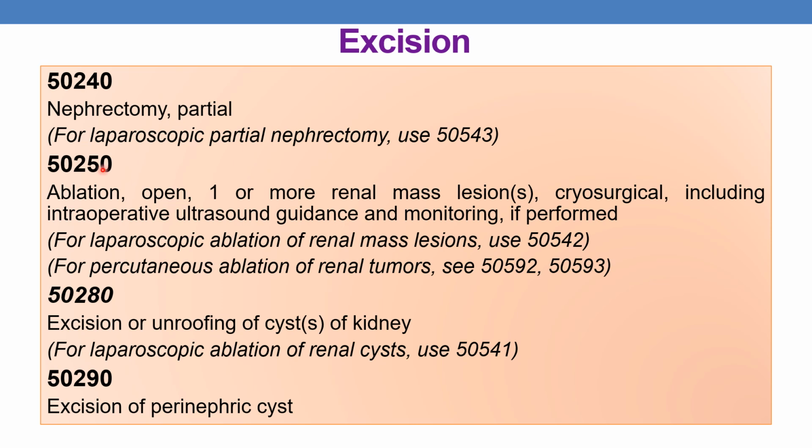The next is 50250, ablation open one or more renal mass lesion, cryosurgical, including intraoperative ultrasound guidance and monitoring if performed. And for laparoscopic ablation of renal mass lesions, you need to use 50542. And for percutaneous ablation of renal tumors, you need to refer 50592 and 593. The next is 50280, excision or unroofing of cyst of kidney. And for laparoscopic ablation of renal cyst, you need to refer 50541. The next is 50290, excision of perinephric cyst.